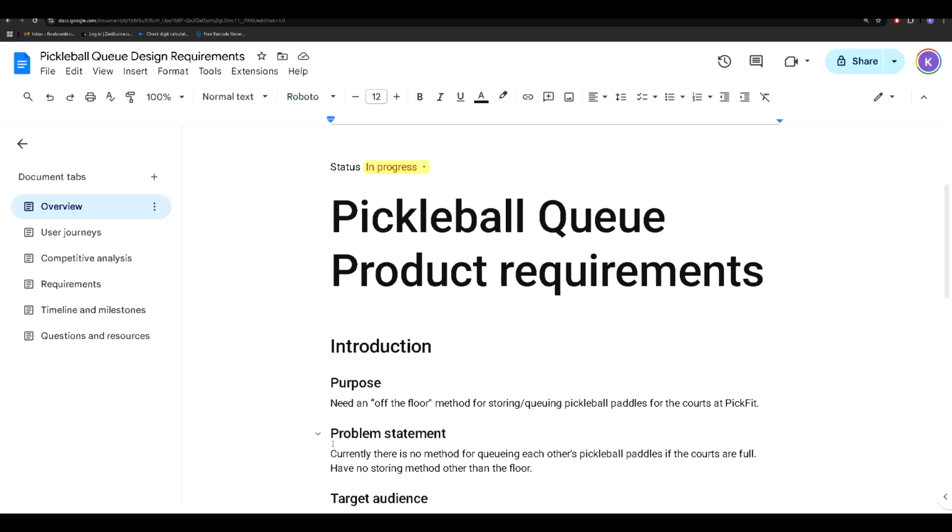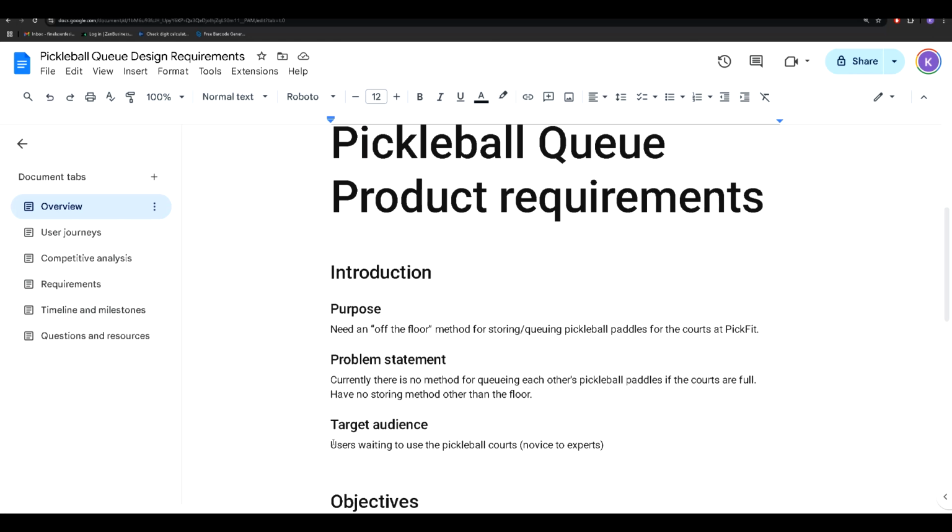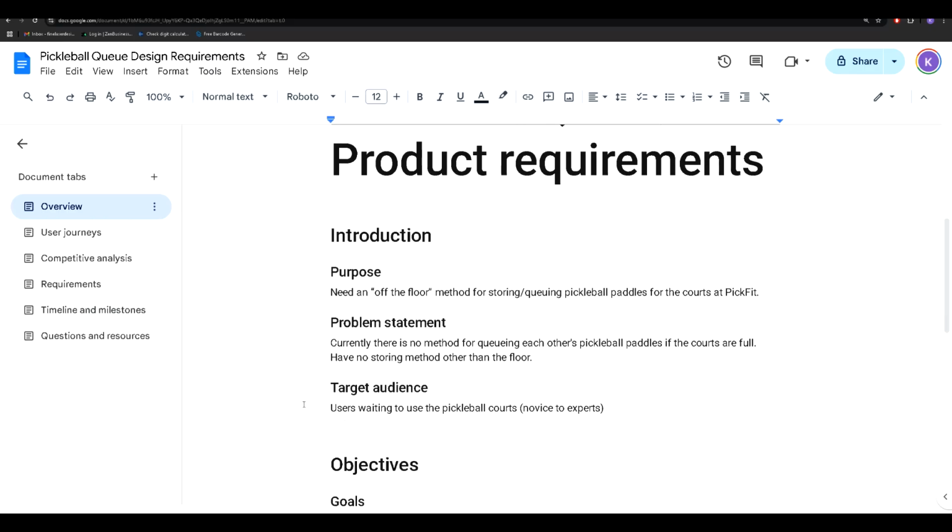If the courts are full, there's no method for queuing paddles, knowing who's up next, and there's no real storing method right now. So our target audience is the users wanting to use the pickleball court. This can be anyone from a beginner who's never been there before to someone who's there regularly. So we want to make sure it's very easy to pick up on and understand, and there's not really any confusion of how to use this.